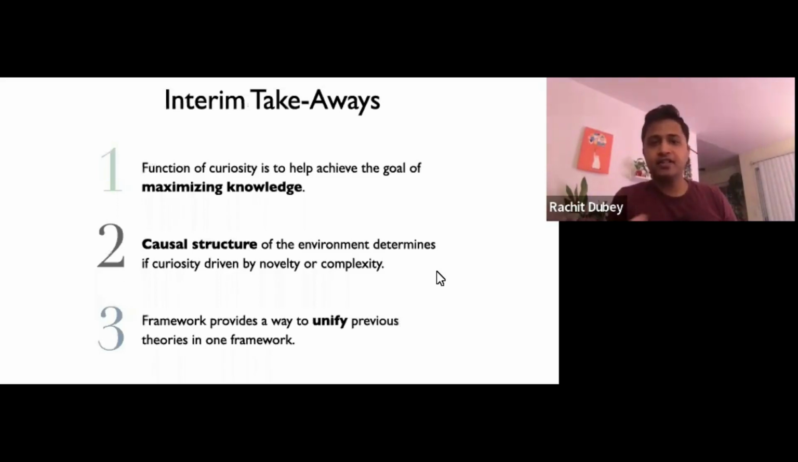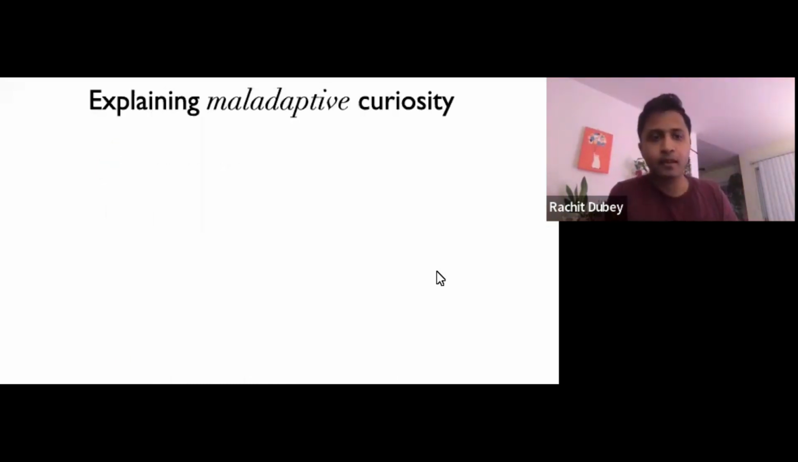So the interim takeaways of what I've presented is that we propose a functional account of curiosity, which says that the function of curiosity is to help achieve the goal of maximizing knowledge. And the causal structure of the environment determines if curiosity is driven by novelty or complexity. And in this way, our framework provides a way to unify previous theories of curiosity in a single framework. Now, one implication of our work is that it suggests that people should be curious about things which maximally increase the usefulness of their knowledge.